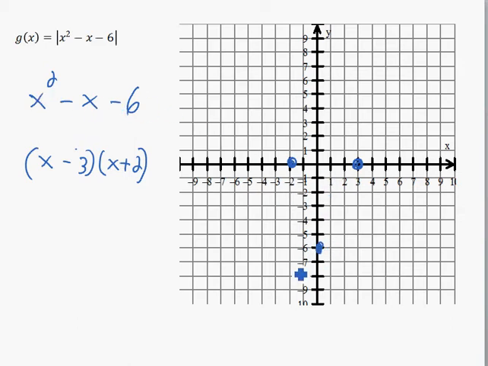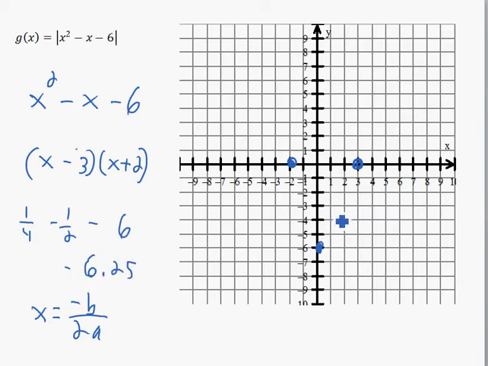And I know the vertex is going to be at negative b over 2a, which is negative negative 1 over 2. Remember, the vertex of a parabola, the x value is negative b over 2a. Well, a is 1, so the x value is 1/2. And to find the y value, you just plug 1/2 into this function. That's going to give you 1/4 minus 1/2 minus 6, which is negative 6 1/4. So at 1/2, negative 6.25, so that's right here.